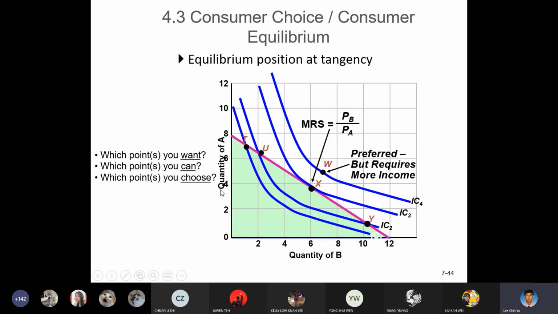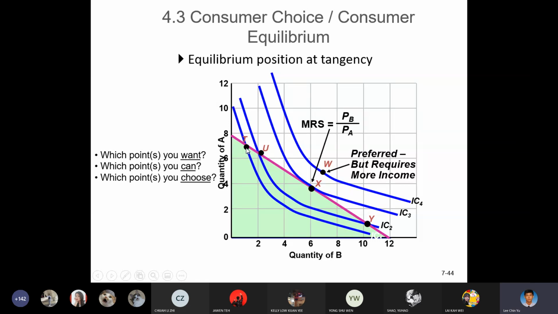Let's say we have the points affordable for you to consume. T, U, X, and Y are affordable for you to consume. But which point will you choose? Will you choose T? No, T doesn't give you higher satisfaction.